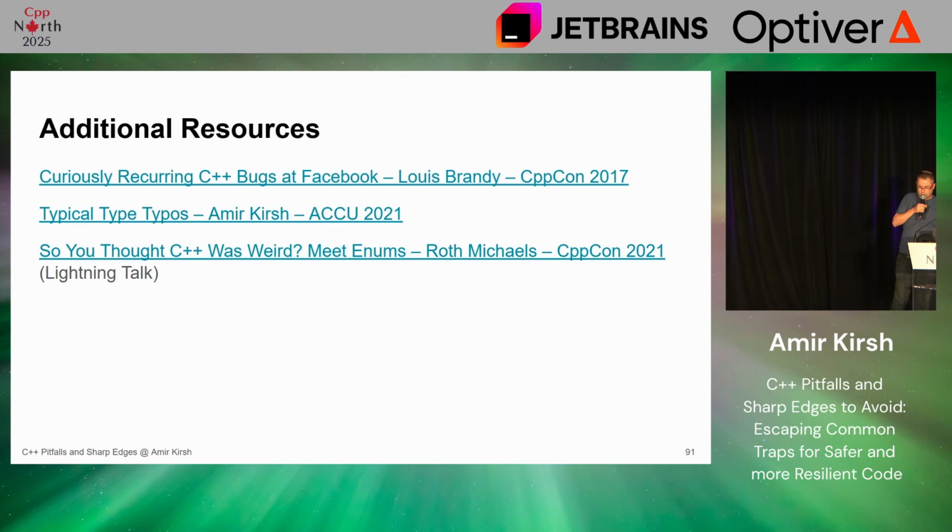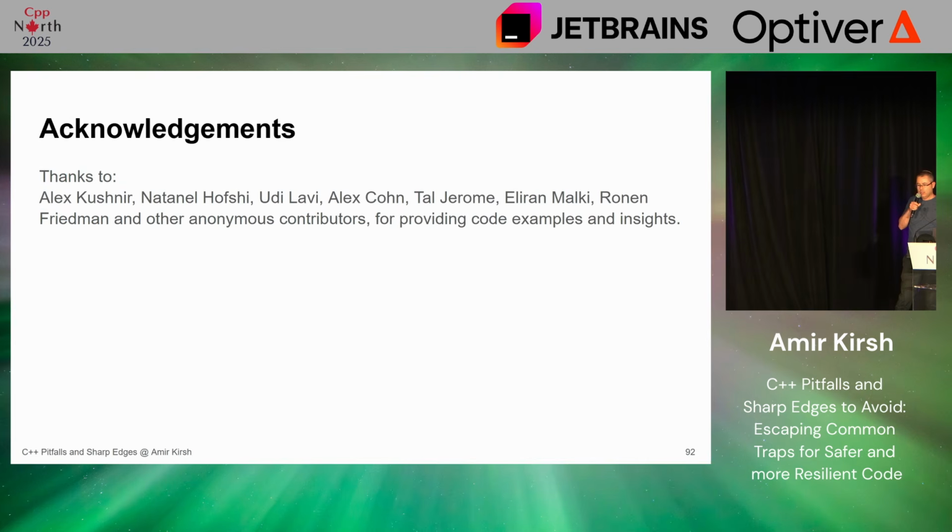That is almost the thing. Additional resources. I have a talk about typical typos with some additional corner cases. I talk about enums. Enums are a source of bugs. I mean, be careful with enums. They look quite innocent. They are not. Curiously recurring bugs at Facebook, a very good talk.